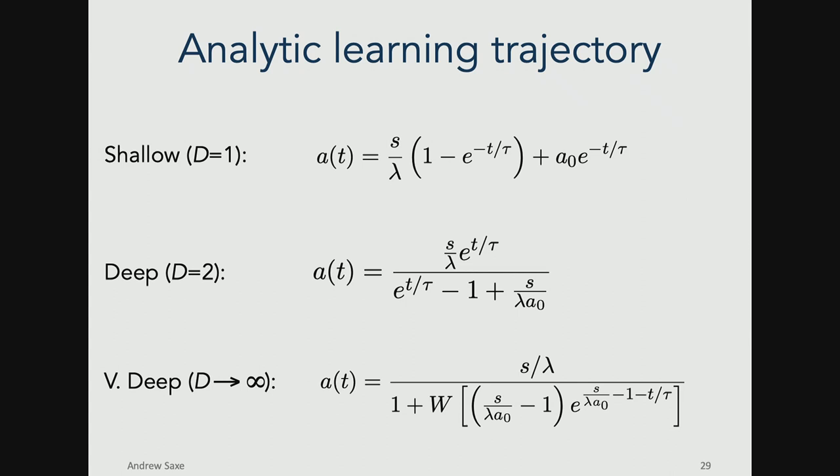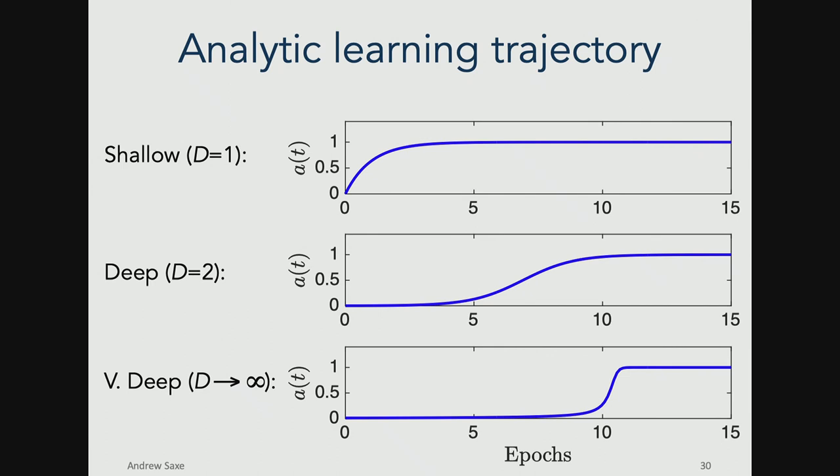So I can just plot these for you so that you can see what they look like. And the key change that depth is adding is it introduces these sigmoidal transitions where you have this long period at the start of apparently little learning. All right, and that was all for one of these 1D chains.